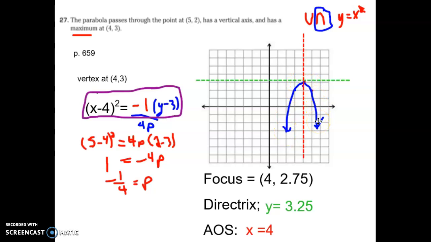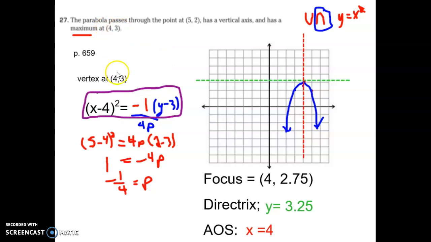And I know, see, I have one opening up and one opening down. If it opens up or down, it is y equals x squared. So I know this is an x squared parabola, and that's going to help me determine my equation. I started to type it out here.